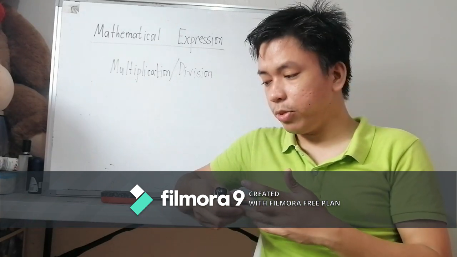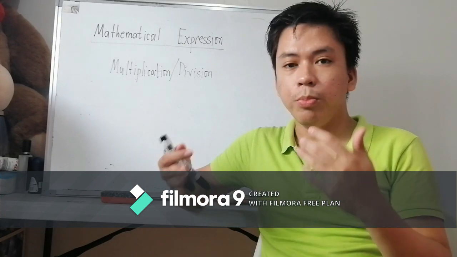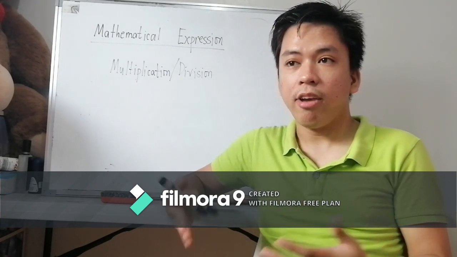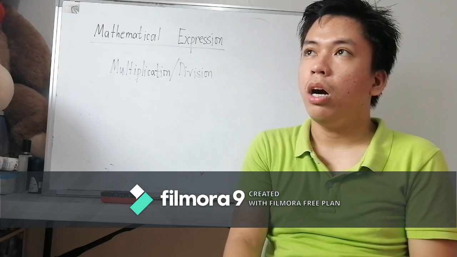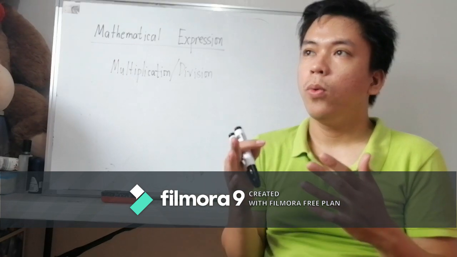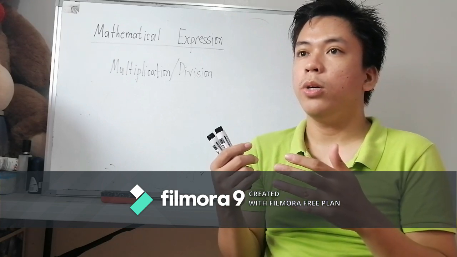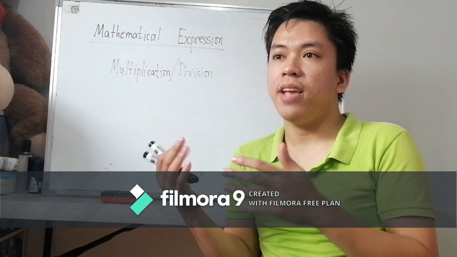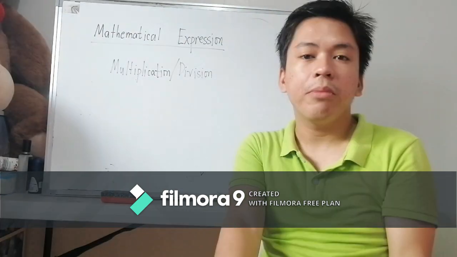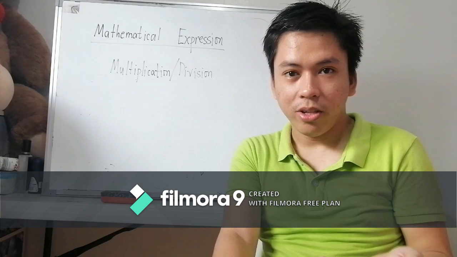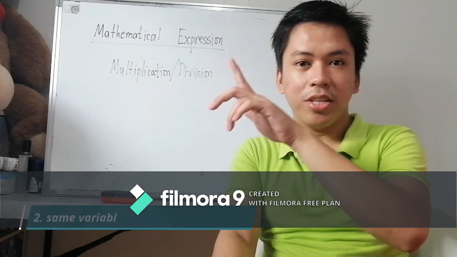Number two, when you multiply terms and they have the same variables. Example, x squared, the other one is x cubed. So they have the same variables regardless of the exponent. You just have to copy the variable. You copy the x and you add the exponent.